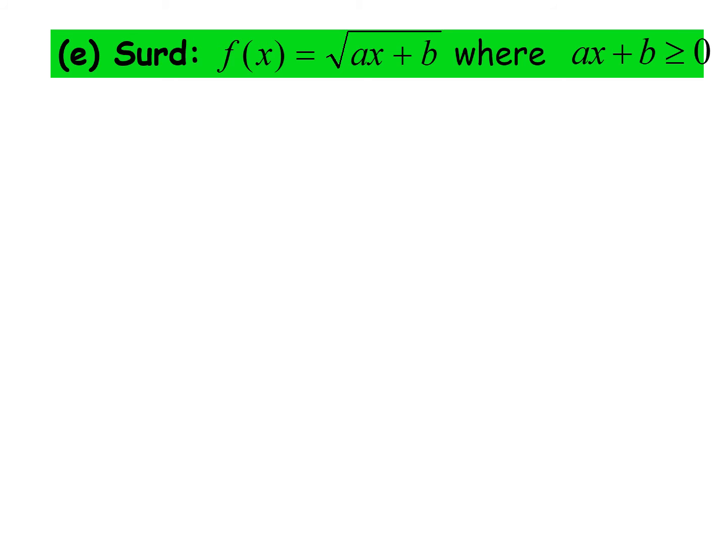The first one is a positive and the square root is positive, and then a positive but the square root is negative, and then a is negative but the square root is positive, and then a is negative but the square root is negative. So we have four types in general. So the first one, let's say we want to draw f(x) = √(x − 2).